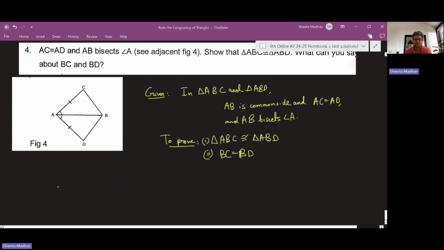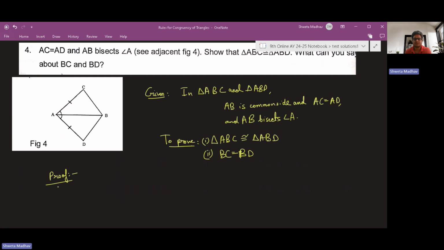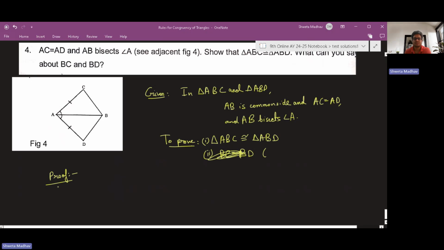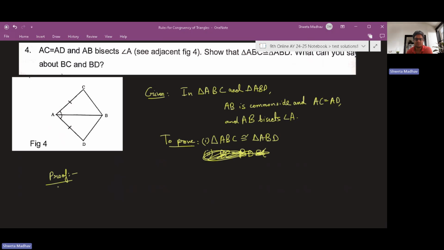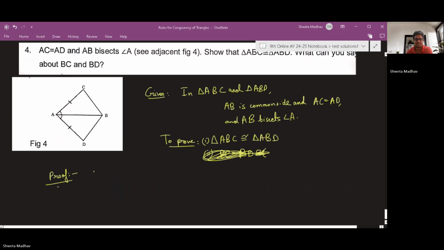So then the proof will be like this. The second one is not told to prove. We have to just find what we can say about BC and BD.